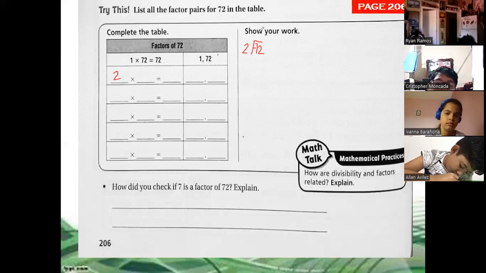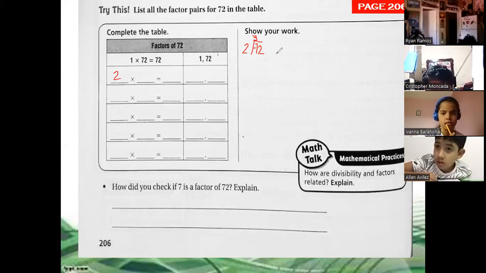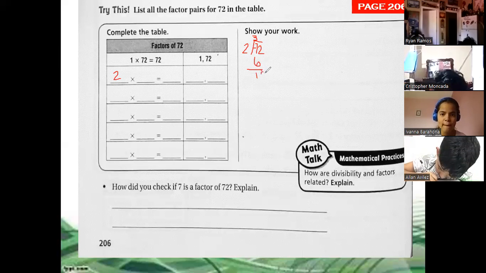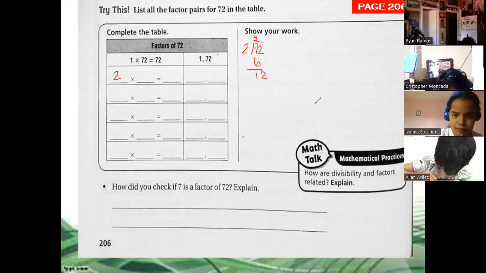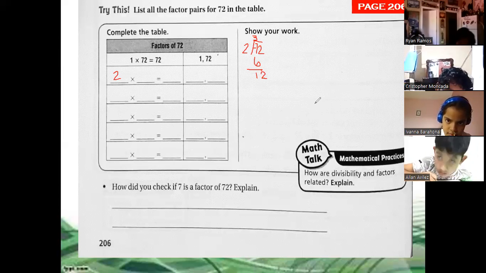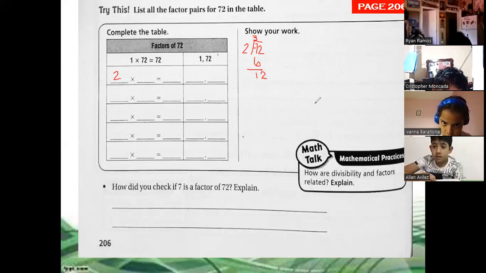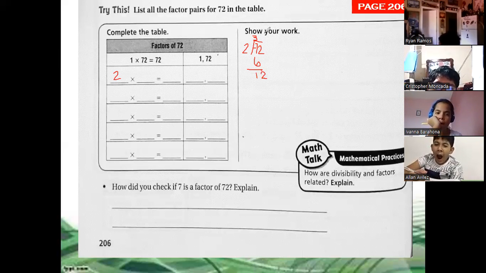2 times 3. Yes. Mire cómo dice aquí, show your work. Así que aquí vamos a hacer los procedimientos. No se va a quedar el cuadro vacío. 2 times 3, 6. Next digit, 2. Find that in the table of 2. It is 2 times 6 equals 12.